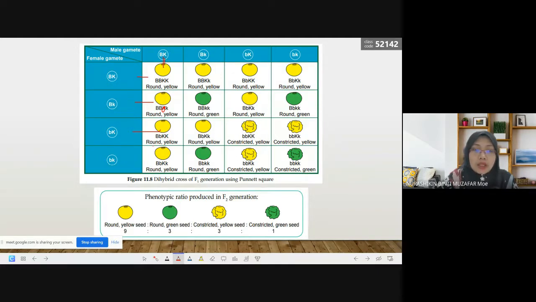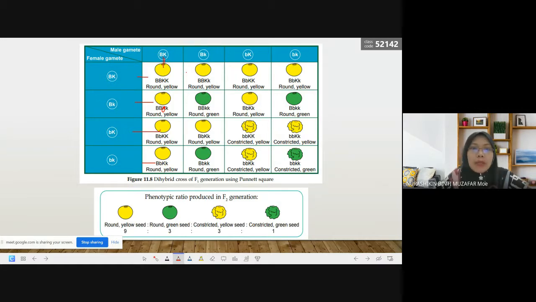So the color, the shape must be round and yellow. Okay, then last one, for this column and this row, big B, small b, big K, small k. So the round shape and yellow color. So you settle one by one. I know you understand, you take the row, then you cross it with its row and column. So you can get the genotype and then you write the phenotype.